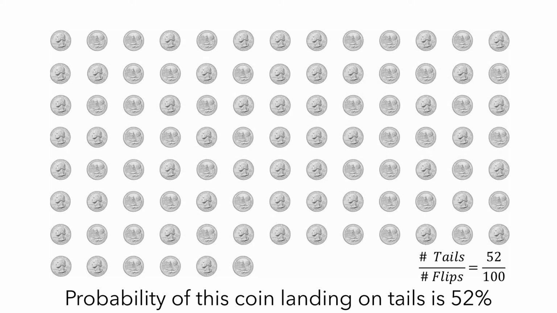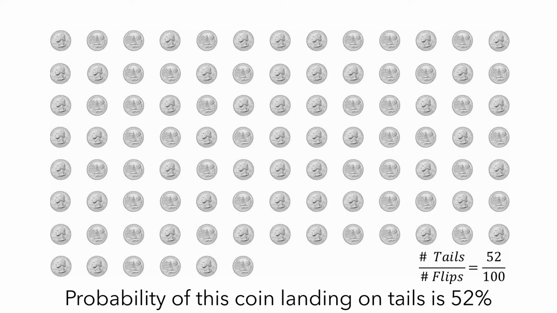Let's start with flipping a quarter. When we flip, it can land on heads or on tails. And let's compute the probability that the coin lands on tails. How would we do this using a frequentist approach? We'd have to flip the coin many times. Then we'd count the number of tails and divide by the number of flips, and in this case, we'd get 52%. So from a frequentist perspective, the probability of a flip of this coin producing tails is 52%.